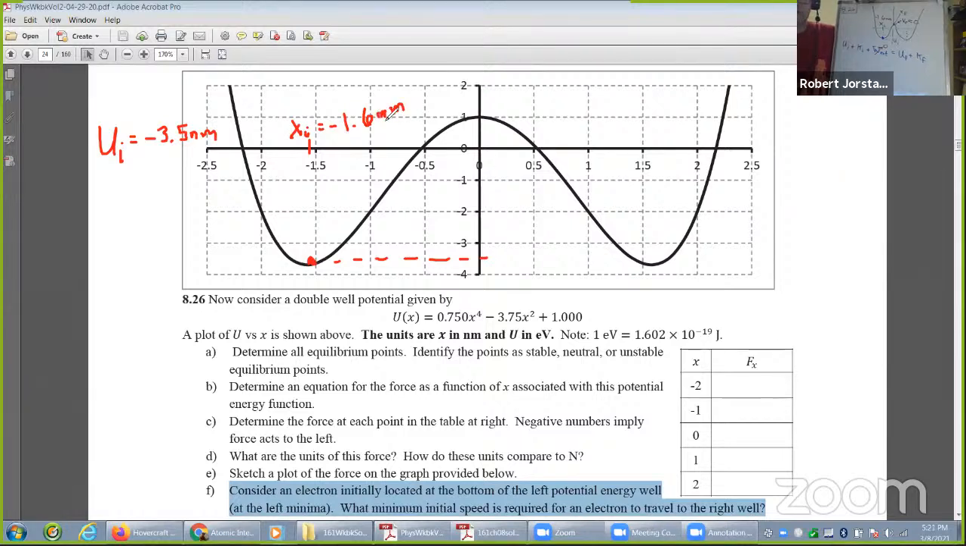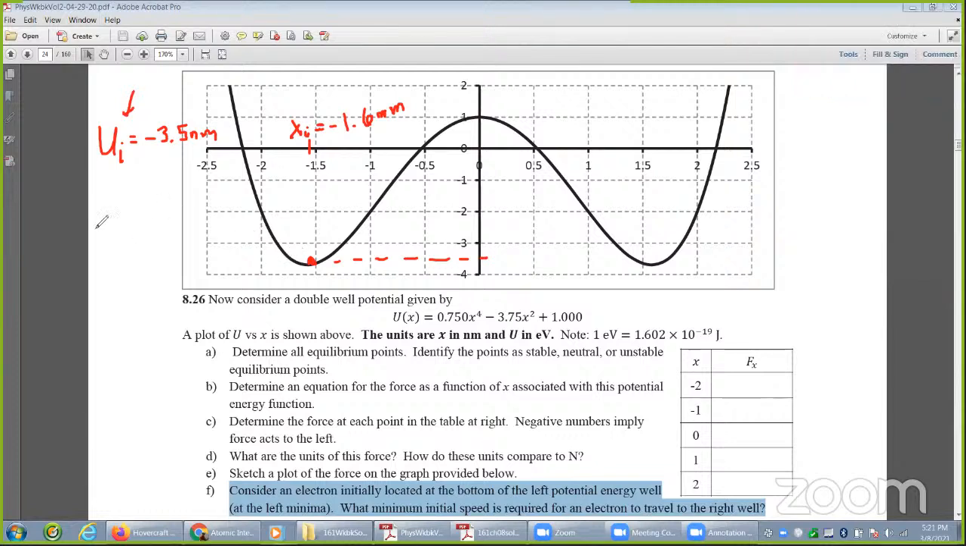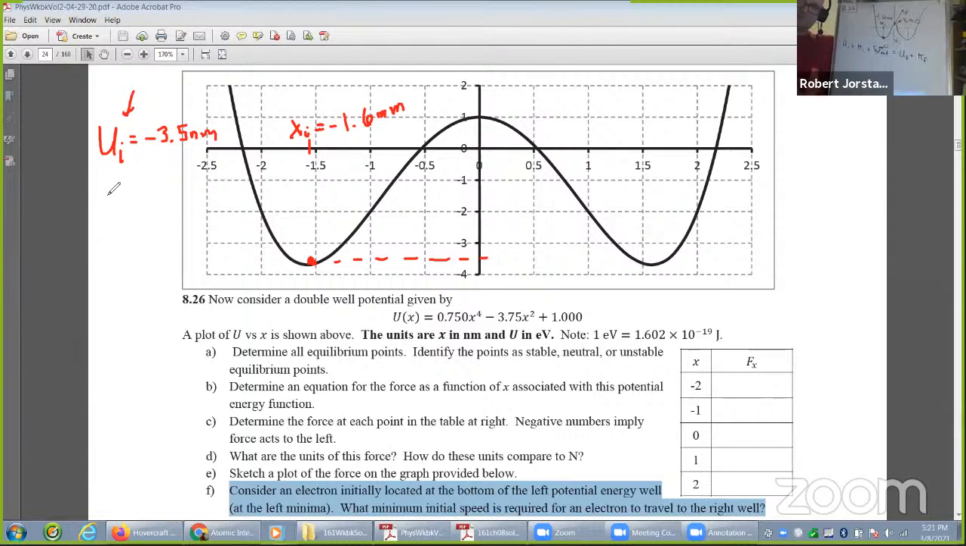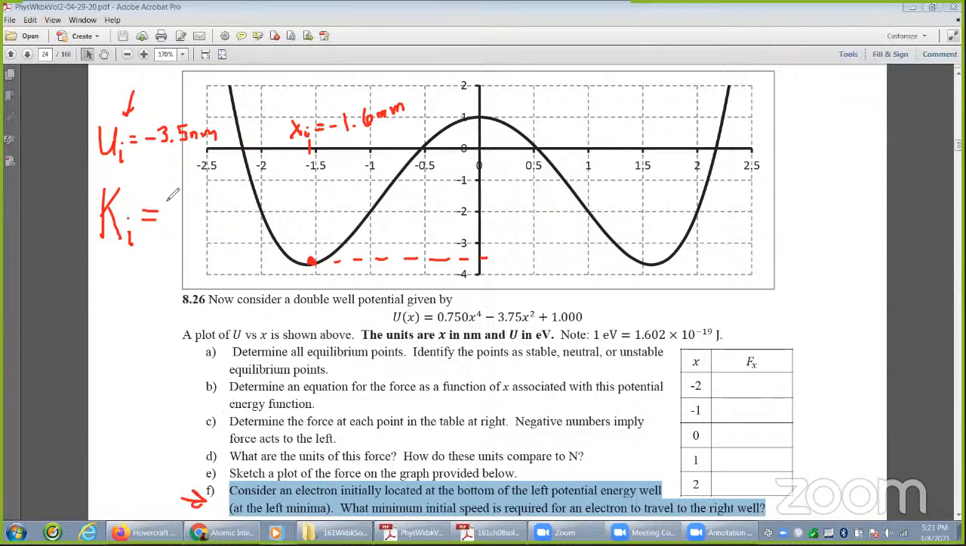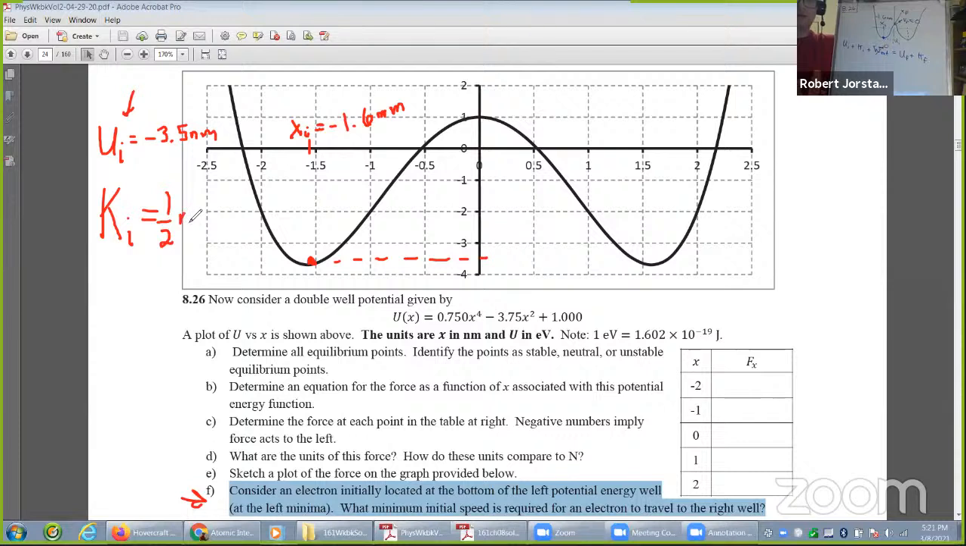We are told the electron starts at this well. That means we're at that position, which corresponds to this energy. Is that okay? There's no force there, right? Right, because the slope is 0, so there's no force. The initial kinetic energy, do we know that, or is that what we're looking for? That's what we're looking for. So that's just going to be 1/2 m v initial squared.